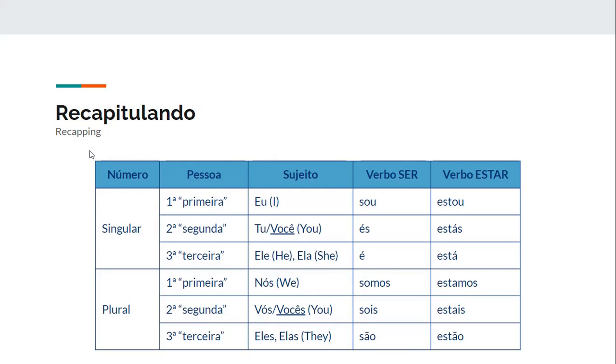And recapping, last class we saw the verb to be in Portuguese, and then we have verbo ser and verbo estar. Verbo ser for permanent state and verbo estar for impermanent state. And by impermanent, I mean something that will not last forever. So for instance, to be sick, to be hungry, to be sad, to be mad, to be happy, so verbo estar.